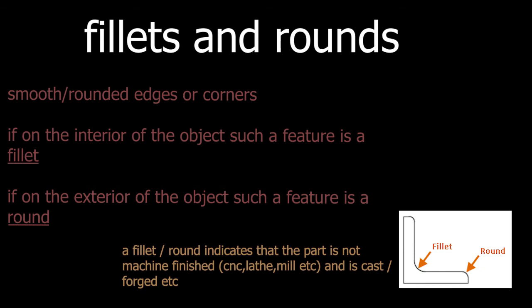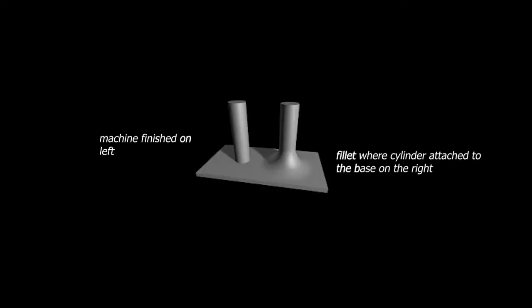Machine finished parts are generally not smooth, so fillets and rounds generally occur on parts that are cast, forged, or any plastic parts that are blown into molds, etc. This figure is used to clearly illustrate the difference between a machine finished part and a part that has a fillet on it.